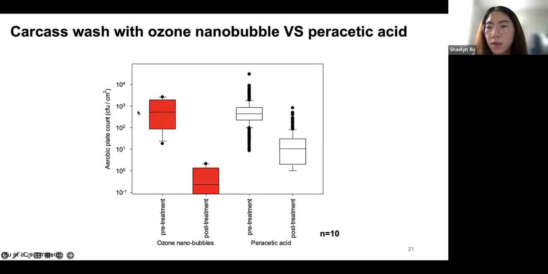What we found is that there is constantly around 1,000 CFU per centimeter squared on the pork carcass. After the peroxide acid wash, this microbial load can usually be reduced to 10 CFU, so 10 cells. However, in our 10 ozone nanobubble carcasses, we found that this microbial load can be further reduced down to 1 cell, which demonstrates that ozone nanobubble has been working effectively on the carcass in the food processing facilities.